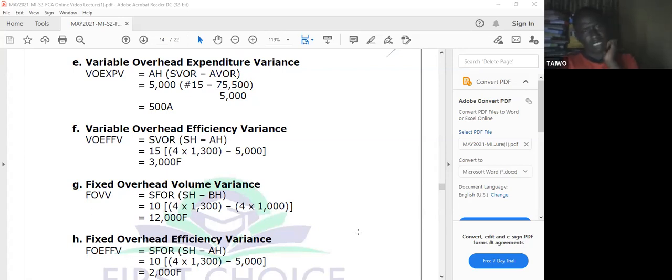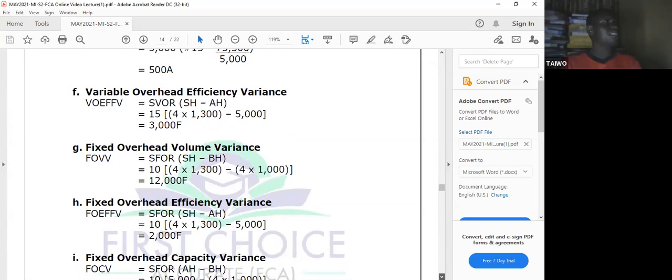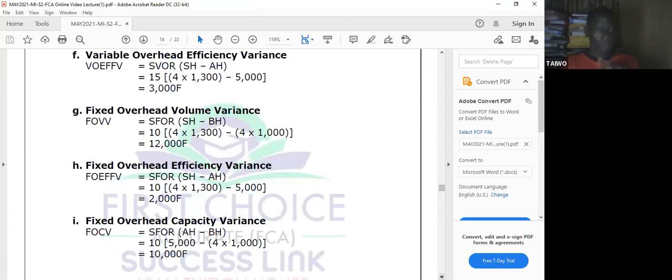You know, the volume is very circumstantial. You need to look at the format I gave you, that format of SH minus BH, SH minus AH, and AH minus BH, as a way of tackling this area. Now, let's look at it. Based on what I explained to you another time, the format and all that, that's SH, BH, and AH.